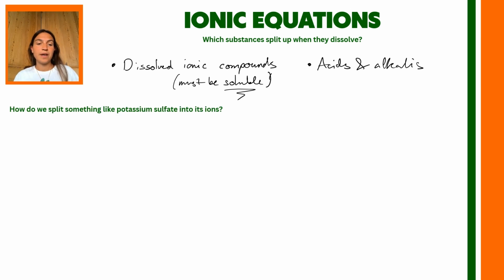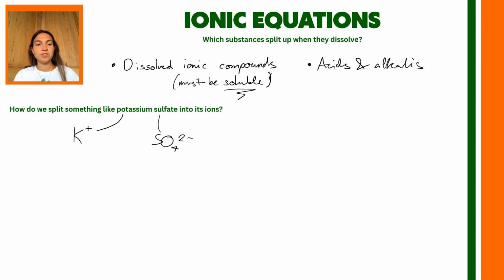How do we split something like potassium sulfate into its ions in one of these equations? So potassium sulfate, we should know that's made up of our potassium ions, which have this +1 positive charge, and that's because potassium is a metal in group 1, so it loses an electron in its outer shell to form its ion, and sulfate was one of our complex ions that we needed to know. So we need to know that that has a -2 charge.